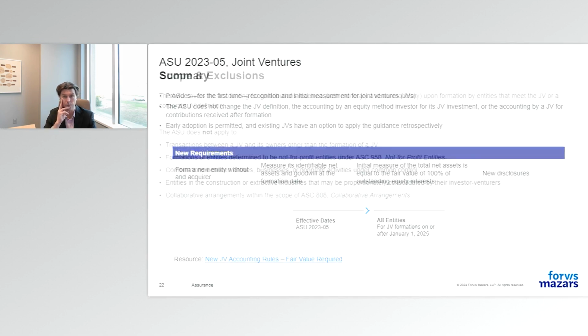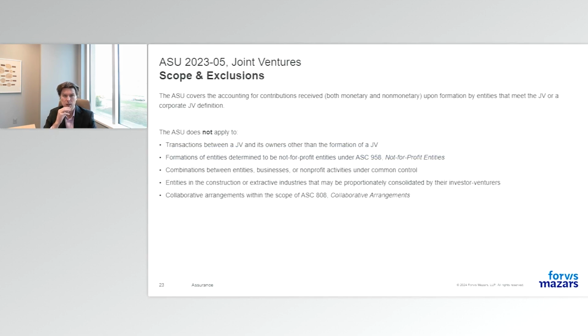Again, the one thing I would take a look at when applying this is just the definition of what a joint venture is. And for that, you look at the definition of a JV as defined in the master glossary of the codification. And then, I want to point out here that the existing joint ventures actually have the option to apply the guidance retrospectively.